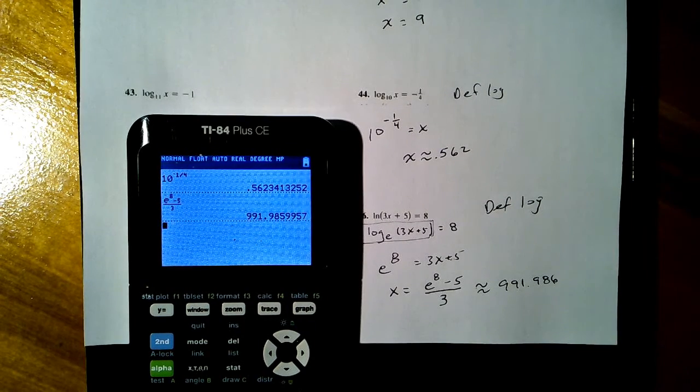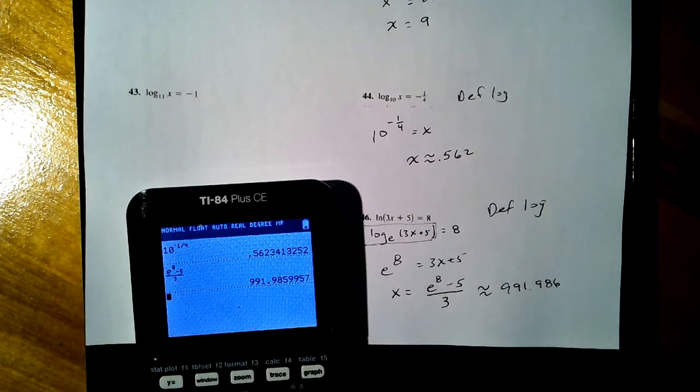Okay, so there you go. Nice page of those. These problems are very, very similar. That's a 6-minute video. I suspect probably maybe less time than that for you.